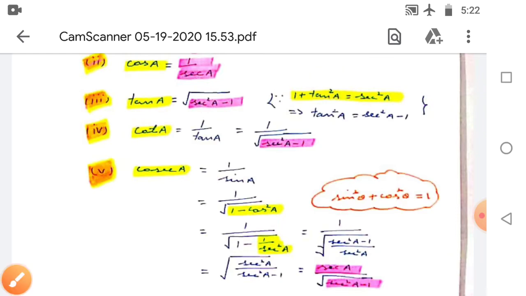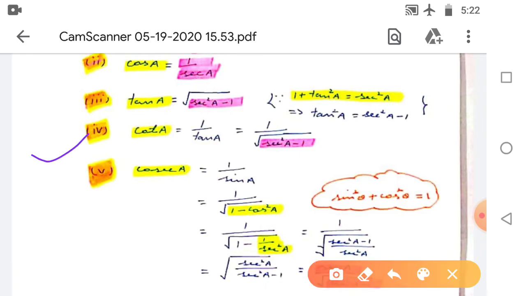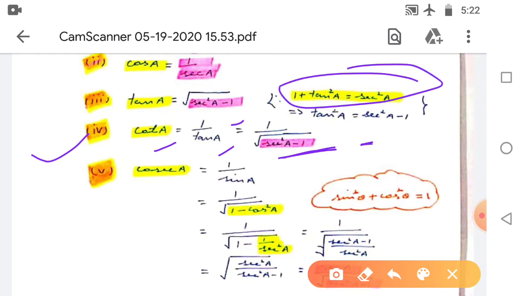Clear? Now come to cot A. As you know, cot A is equal to 1 upon tan A, and the value of tan A is under root sec square A minus 1, because we know that 1 plus tan square theta is equal to sec square theta. So tan theta is equal to under root sec square theta minus 1. So here tan A is equal to under root sec square A minus 1.